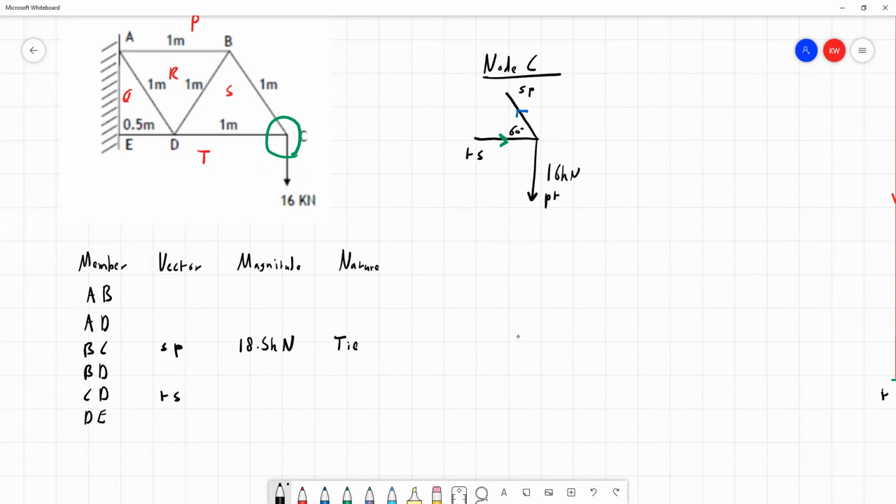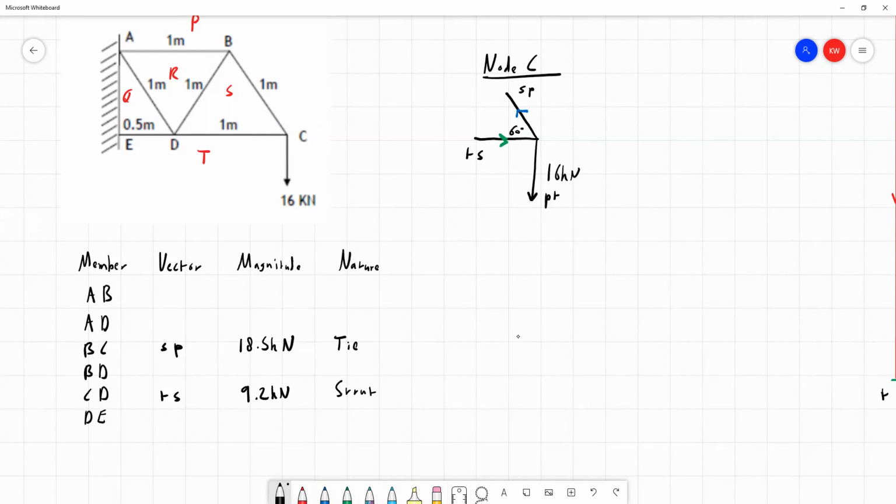With CD, we found out its magnitude was 9.2 kilonewtons and that its nature was a strut because the arrow, the direction of the force in the vector TS, is pointing towards the node, and that's an indication of a strut. Now, we don't want to crowd our original diagram too much, but we can make a few markings on this to help us with what we've learned. We'll leave the magnitudes off the diagram. We can read them from our table.